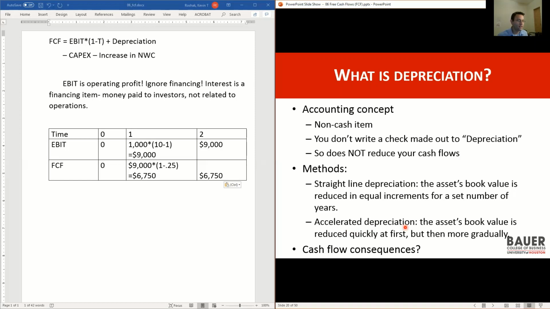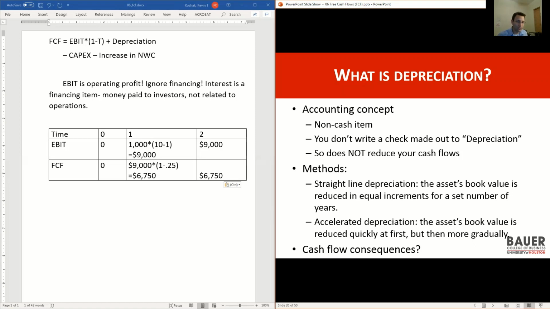An alternative is accelerated depreciation. So that's exactly as the name implies. You're taking more of a depreciation expense up front. Okay, so it's not in equal increments. You charge off a big piece of it right away, and then later on you charge smaller depreciation expenses for the asset.